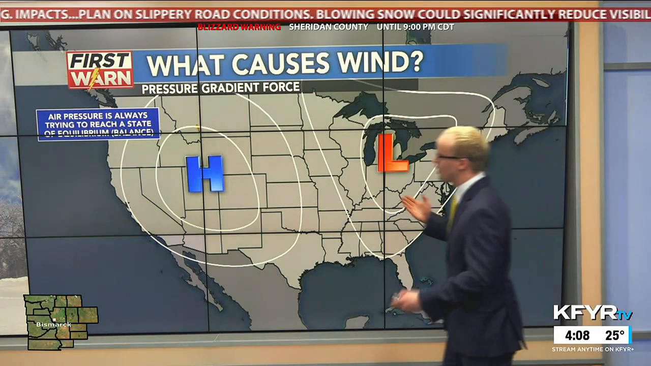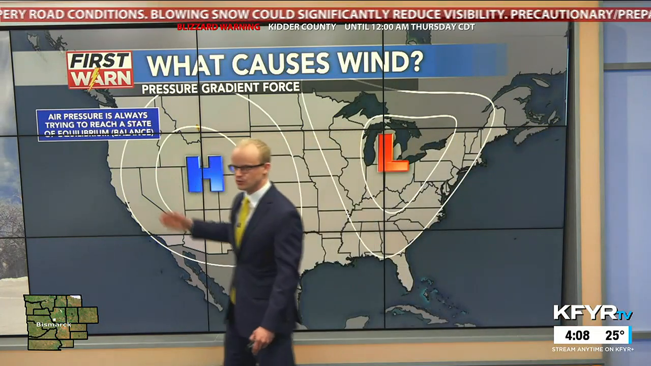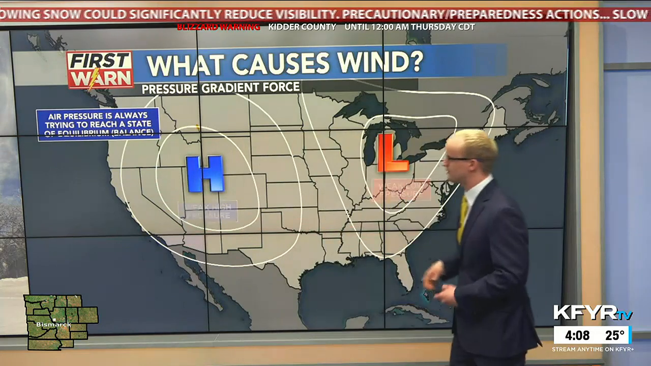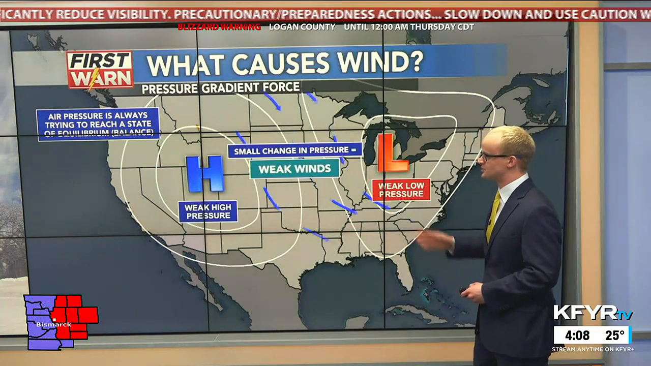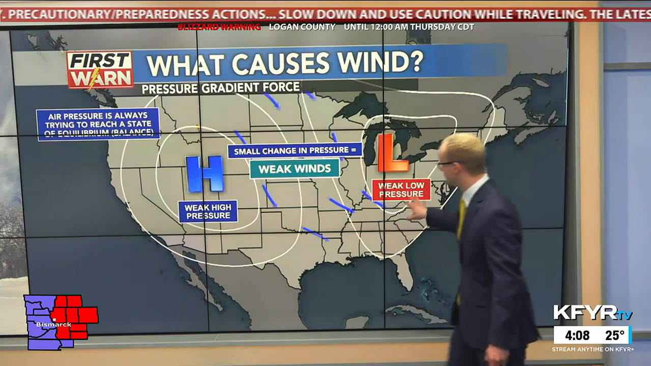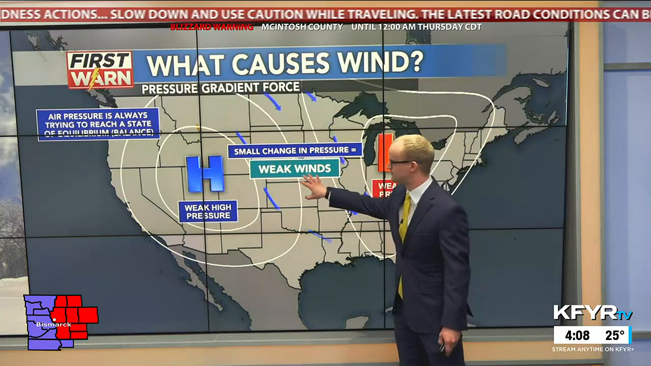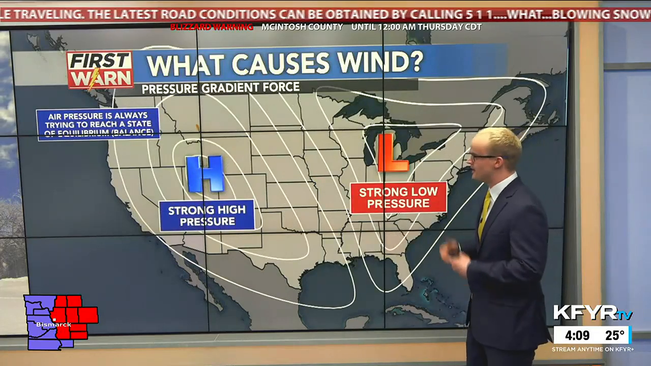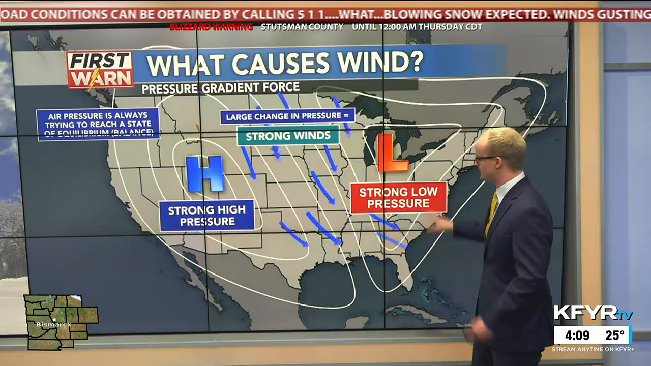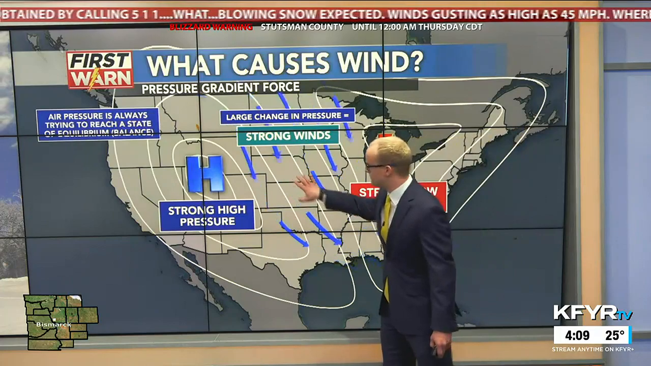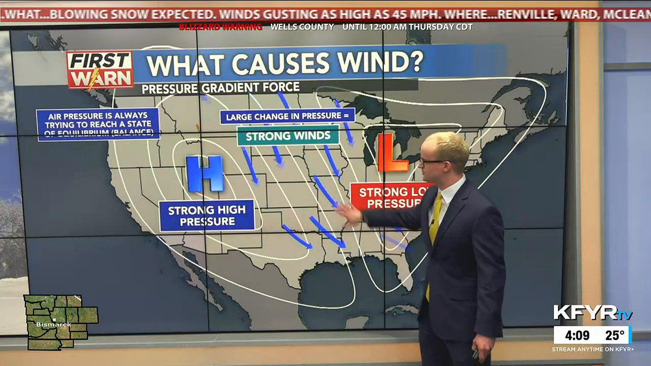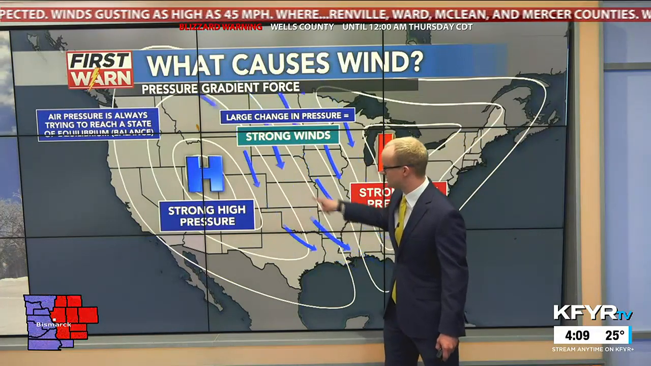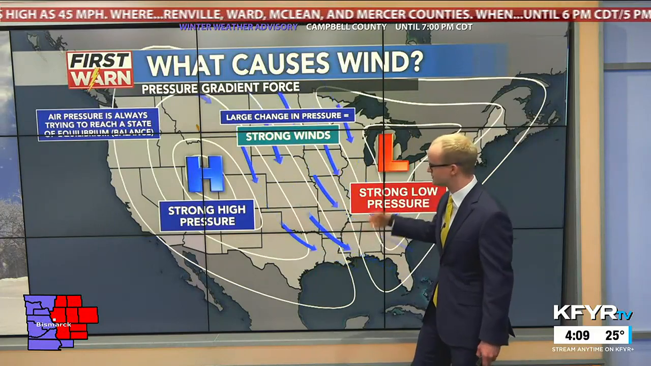So air pressure is always trying to reach a state of equilibrium or balance, flowing from areas of high pressure to low pressure. So if we have a weak area of high pressure and a weak area of low pressure, we'll have relatively weak winds with small changes in pressure between those two centers. Whereas if we have a strong area of high pressure and a strong low pressure, the winds will be much stronger, larger change in pressure, and what these lines are, these are called isobars. Those will be important as we go over the next couple of minutes.